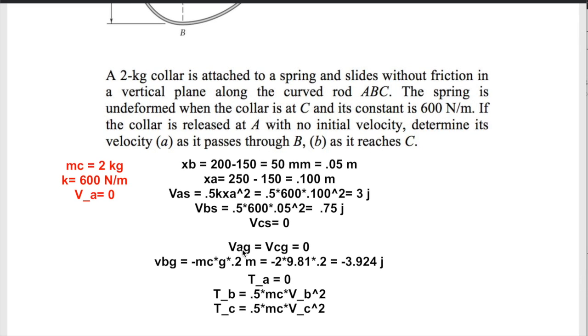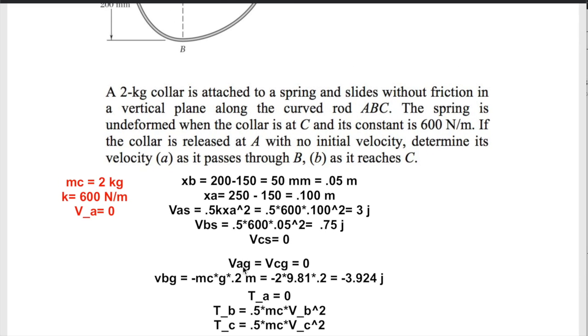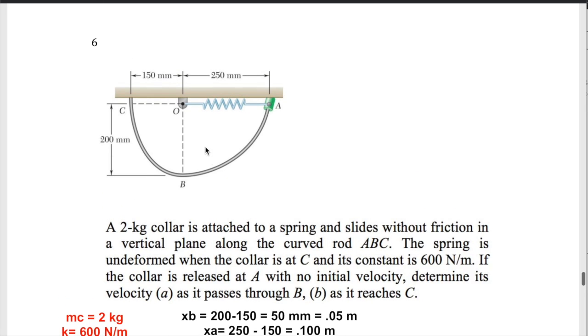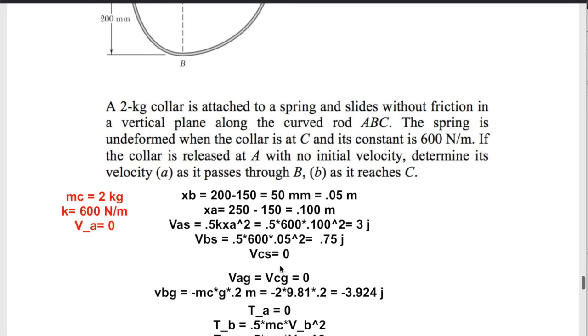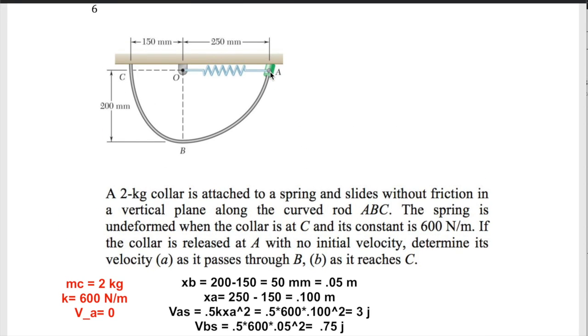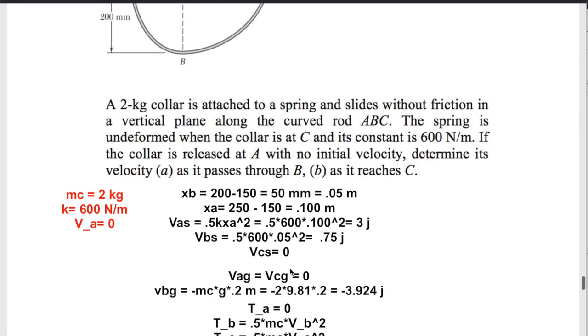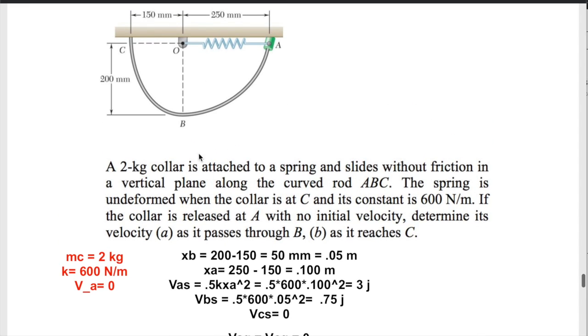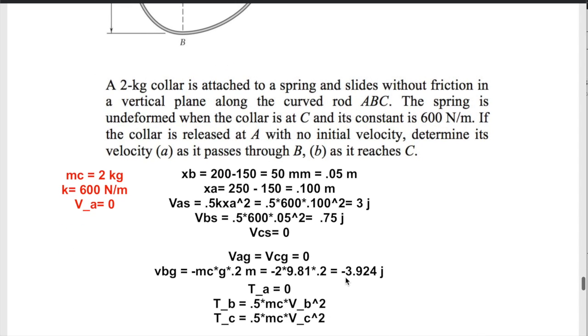Here, we're going to calculate the potential energy due to gravity. We're having this right here be our base point. So from right there, it's 0. So we know that the potential energy due to gravity at A is 0 and C is 0 because it's at this very limit. So we calculated at B, negative mass of the collar times gravity times the distance right here. And then we get negative 3.924 joules.